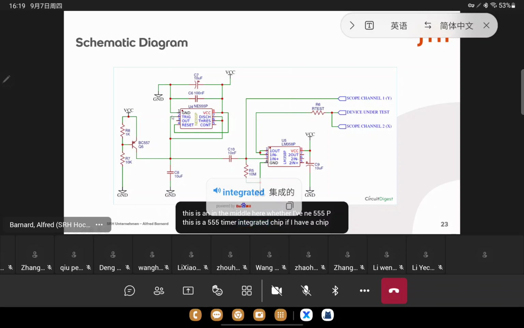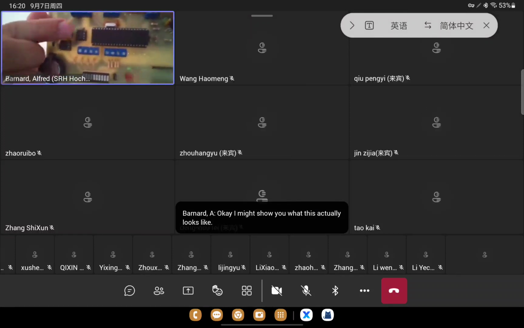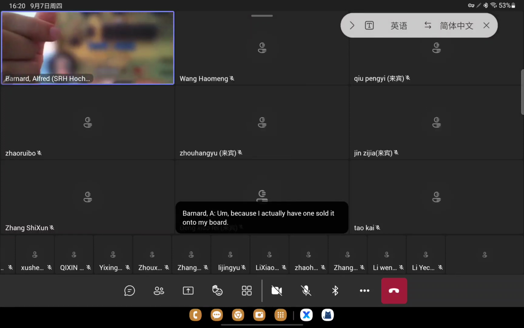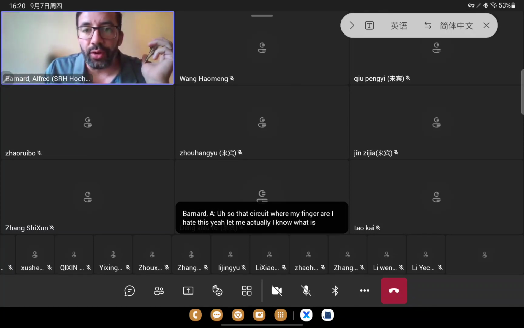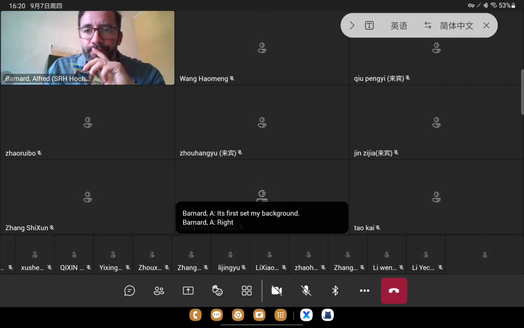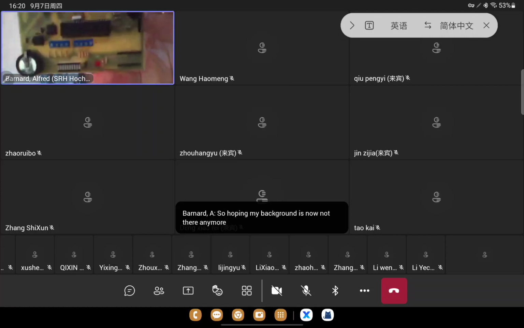If I have a chip and, okay, I might show you what this actually looks like, because I actually have one soldered onto my board. Okay, let me actually, I know what is wrong. Let's first change my background. Right, so hopefully my background is now not there anymore and we can all see.